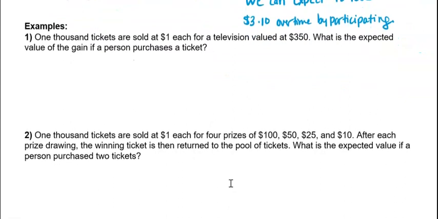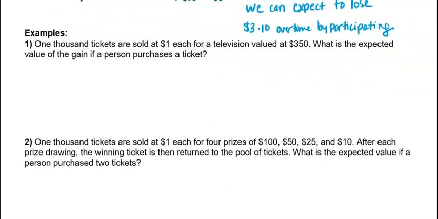All right, so let's take a look at some of these other examples here. And honestly, the hardest part is just setting up the chart and figuring out what your values are that get plugged in. Everything else, you can use your calculator plugin. It does that math for you. So we have 1,000 tickets sold, $1 each, for a TV valued at $350. Okay, so either you win the TV or you don't win the TV.